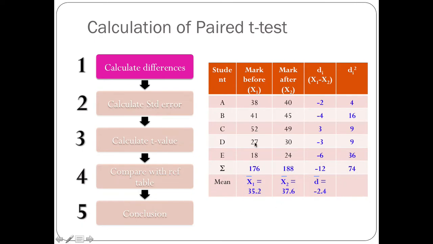So the mean of x1 is 35.2. So how do you obtain this one? It's 176 divided by 5. There are 5 pairs of numbers over here. So you obtain 35.2. And the mean for your x2 is 37.6. The mean of your differences is negative 2.4. So remember, all of these numbers we need to use for the second step.